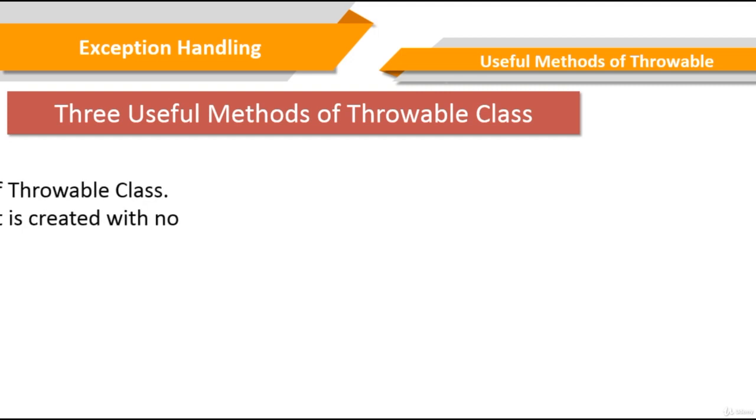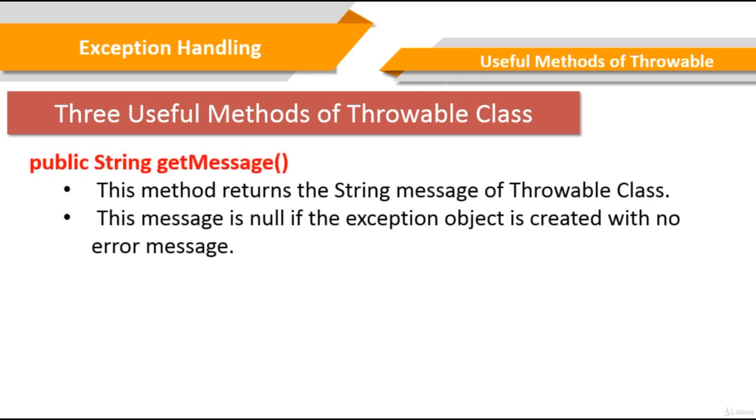The first one is the getMessage method, and this method returns the string message of the throwable class. And this message can also be provided while creating the exception through its constructor. So this message is null if the exception object is created with no error message.